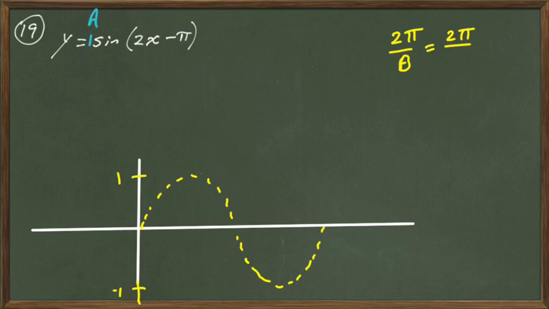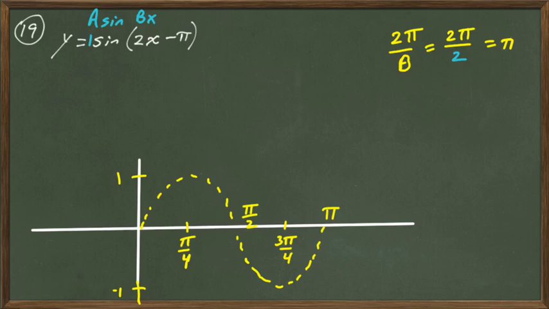A is 1, so the amplitude is 1. And it's bx, so b is 2. So what does that make the period? Pi. So this is pi, half of pi, half of a half is a fourth. 0 fourths, 1 fourth, 2 fourths, this would be at 3 fourths pi.